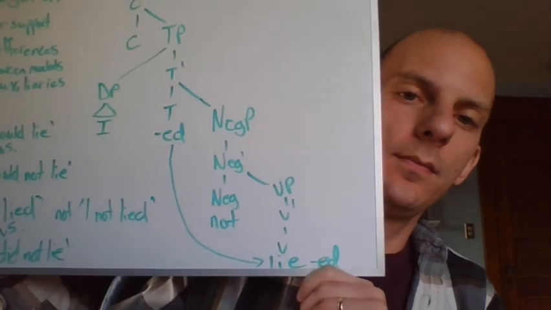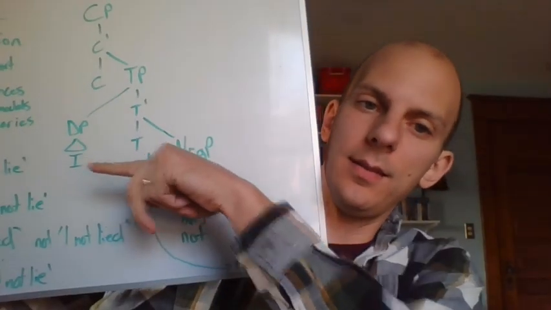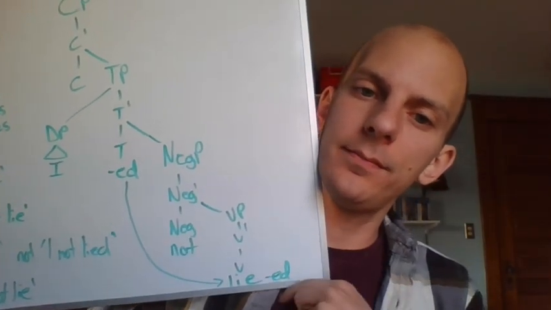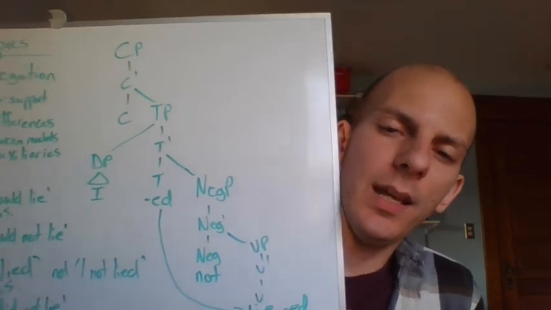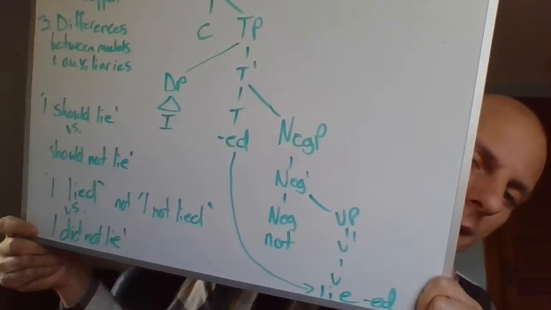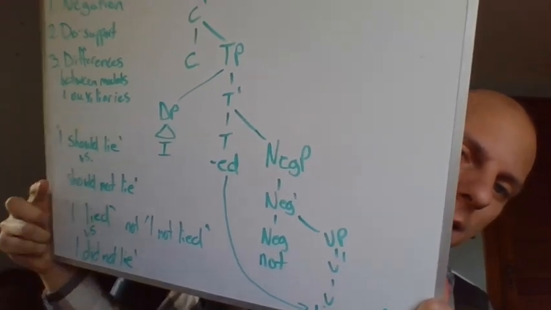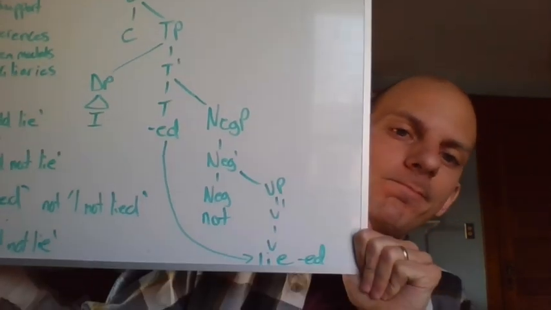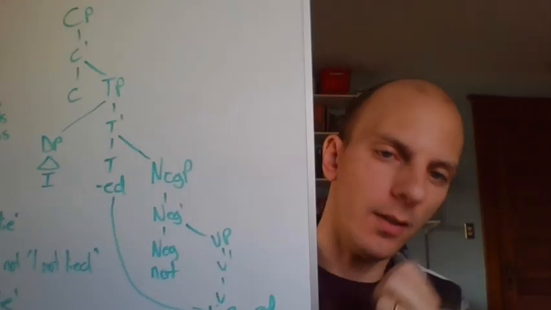Like this. And we would get the sentence, "I not lied." But again, that's clearly not what we get in English, right? We get instead, "I did not lie," not "I not lied." So what's going on here?